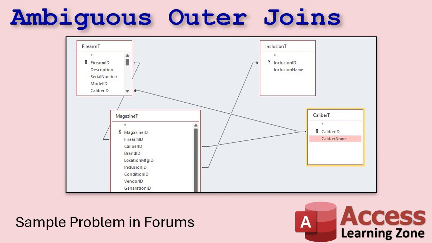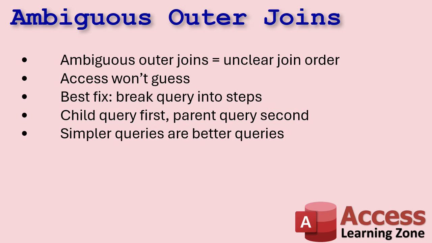That's just not a good thing. All right, so an ambiguous outer join error does not mean Access is broken. It just means your query logic is no longer clear enough for Access to determine the correct join order. The best fix most of the time is not some magic SQL trick. It's just simplifying the design.